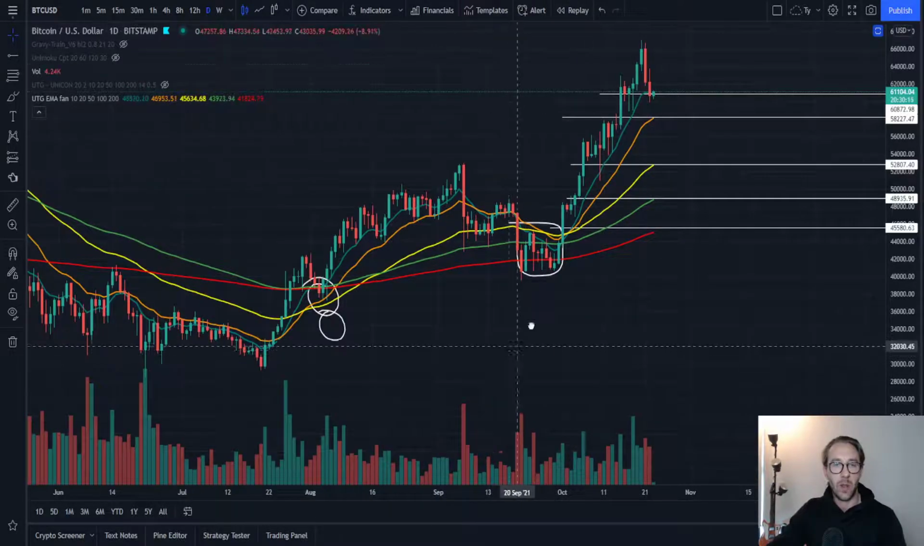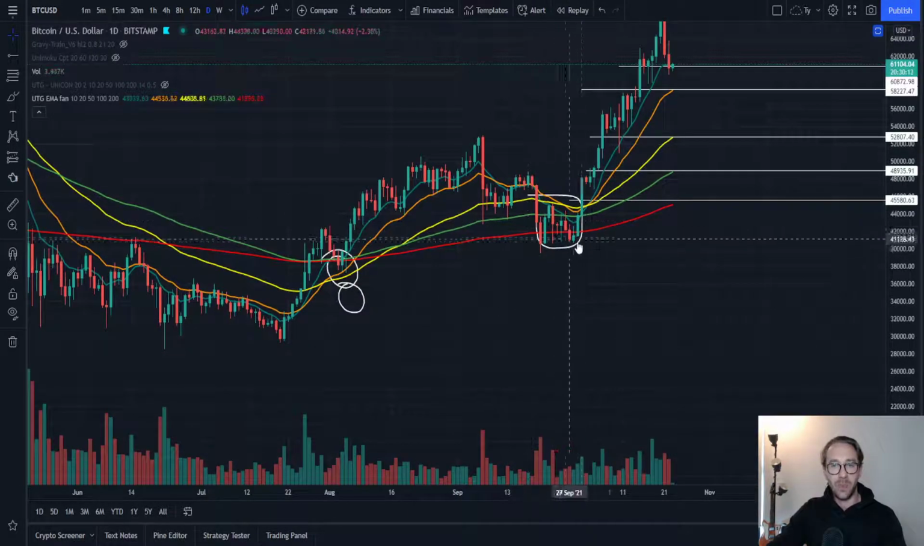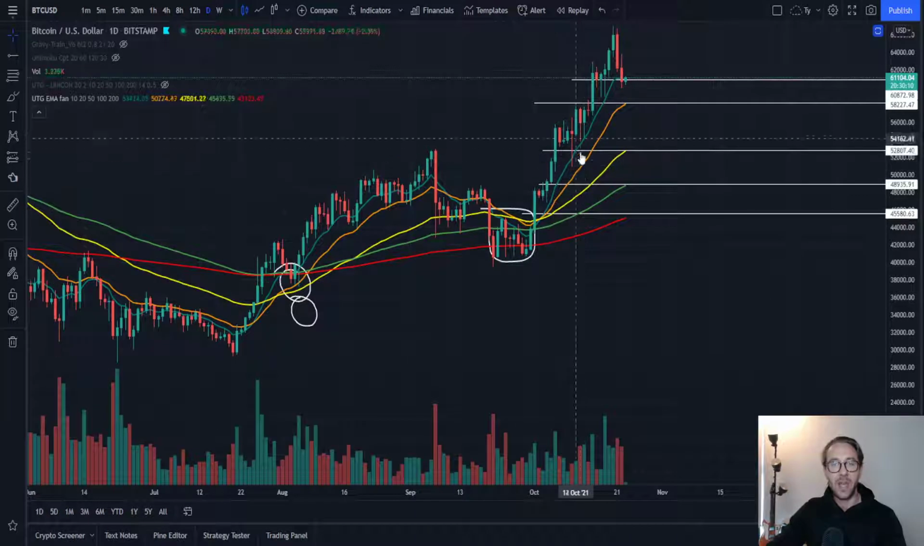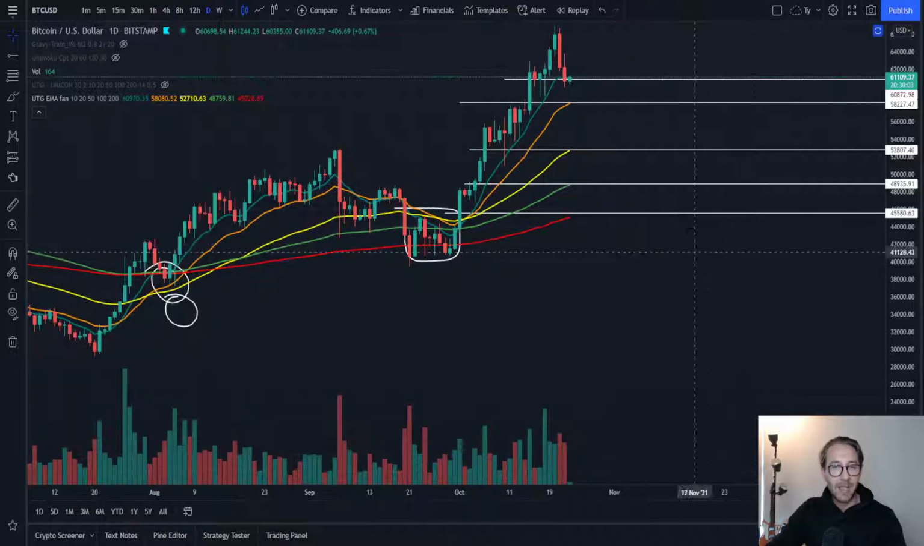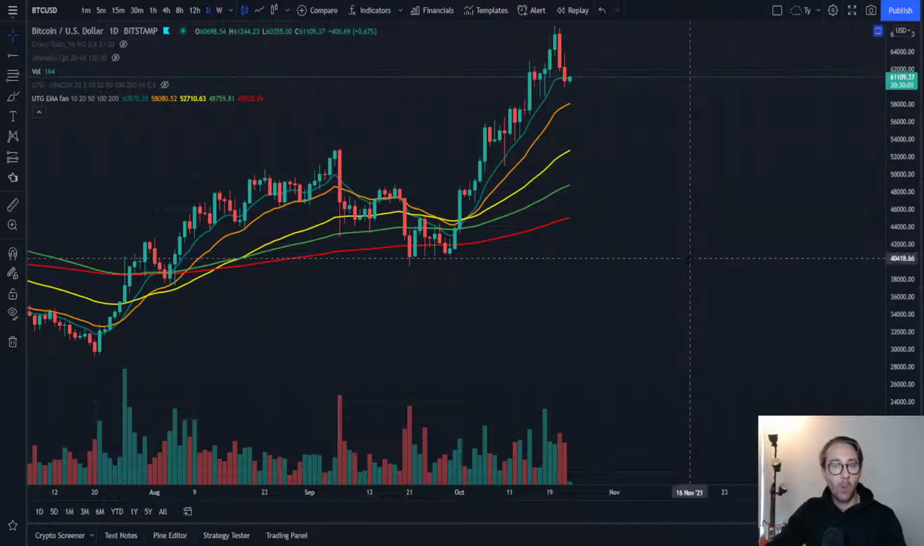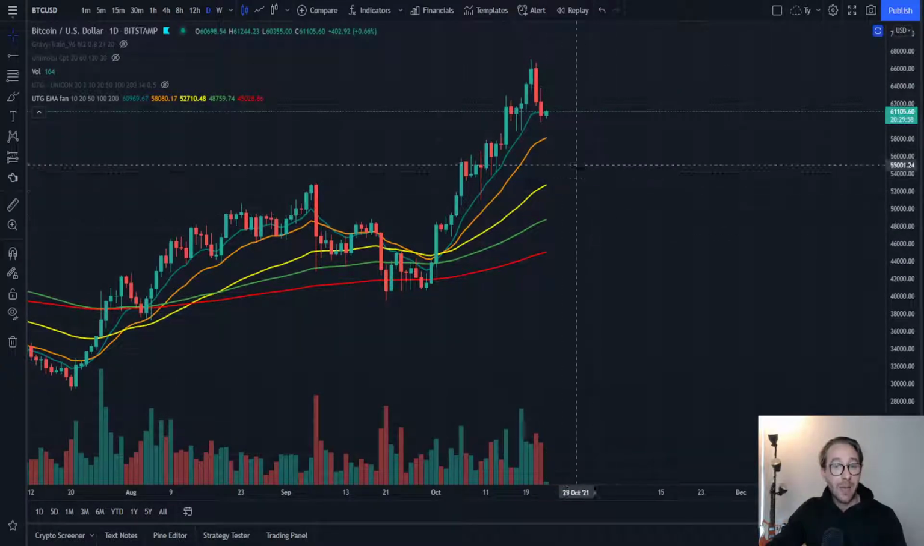And you can see that we're not making any lower lows from this period here. We are still making higher highs as we continue up on Bitcoin. So it's a very, very simple way of using EMAs when we are trending above or below our EMA lines.